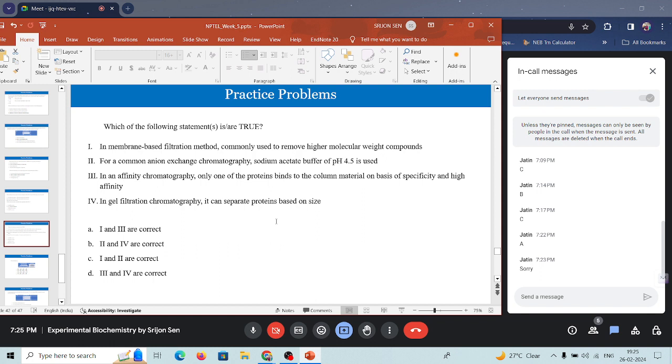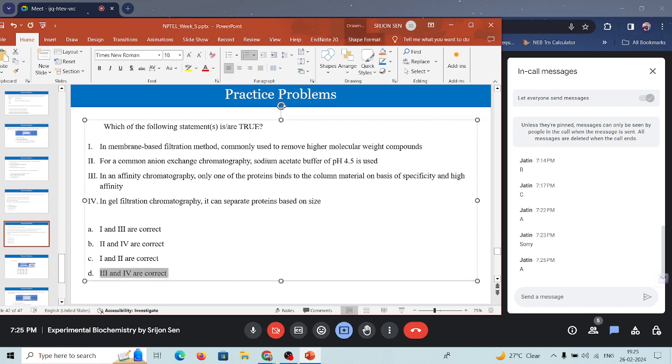So membrane-based filtration method is commonly used to remove the lower molecular weight compounds, and the sodium acetate buffer of pH 4.0 is used for a cation exchange chromatography. Okay. So these two are incorrect options. The correct options are three. That is, in an affinity chromatography, one of the proteins binds to the column material based on specificity and high affinity. And in gel filtration chromatography, it can separate based on size. So A is not correct. But 4 is also correct. It can separate based on size. So 3 and 4 are correct.